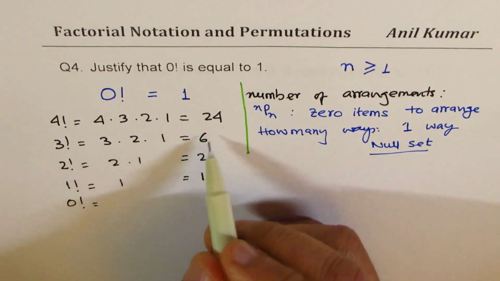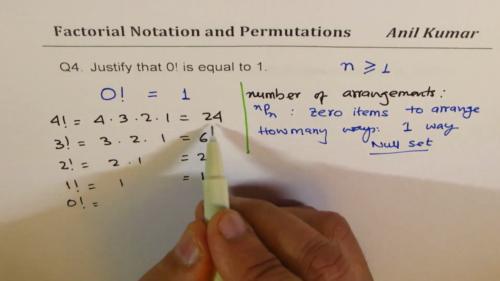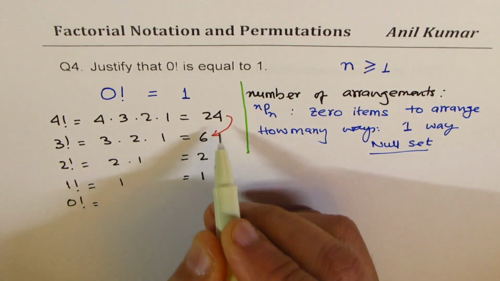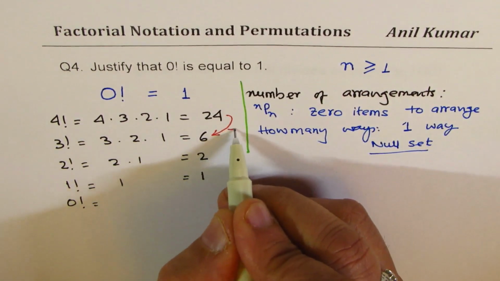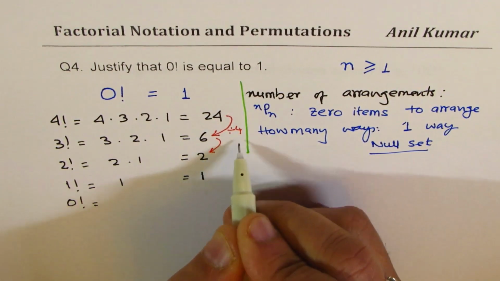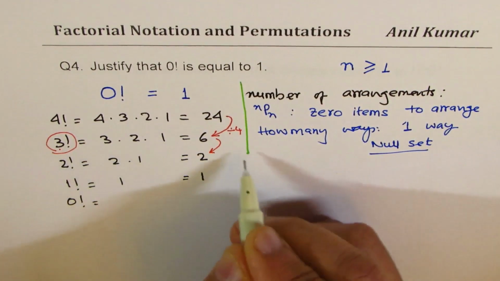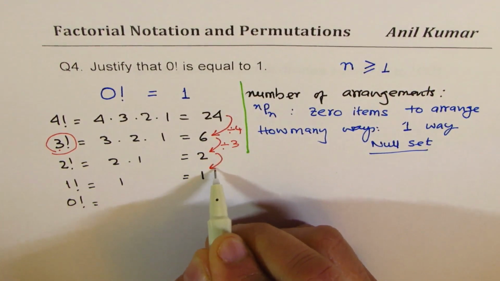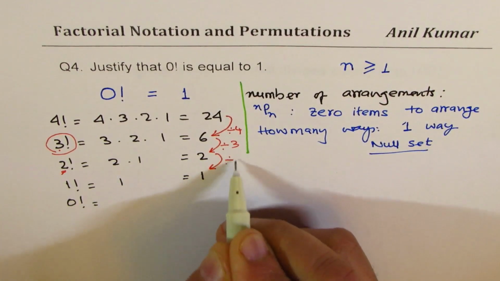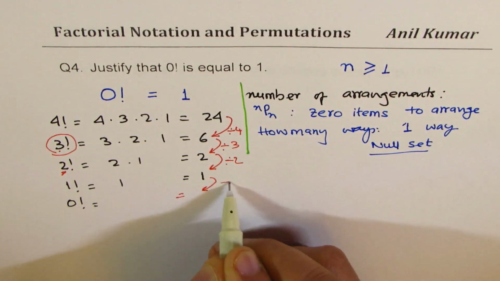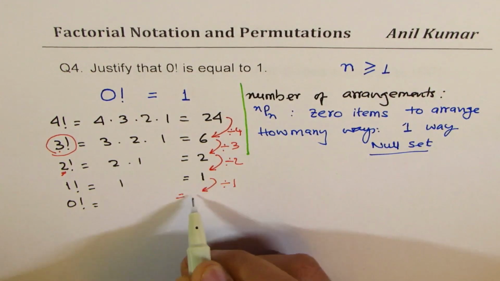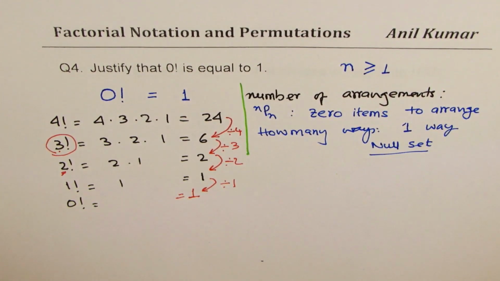So you could do it like this. Basically, to get from 24 to 6, we divide by 4, because we are going to 3 factorial, right? So we divided by 4, and in this case we divide by the number 3, and in this case we divide by number 2, to get 1, right? And now we divide this by number 1, and what do we get? 1 divided by 1 is 1. So that's another logic. You can say that 0 factorial is just 1, right?